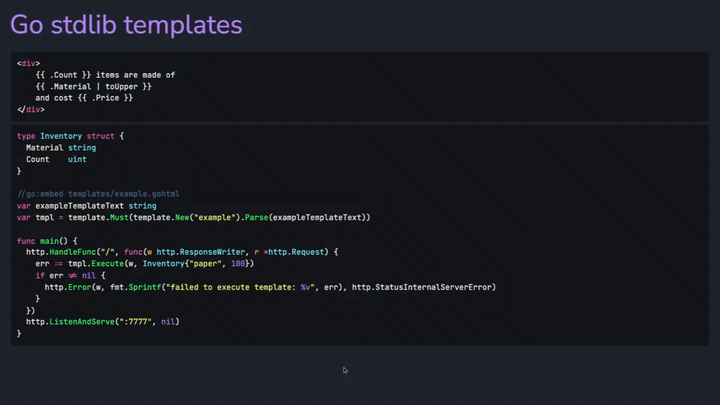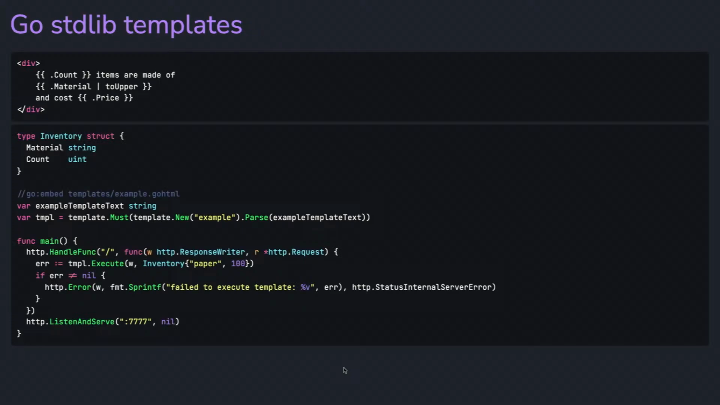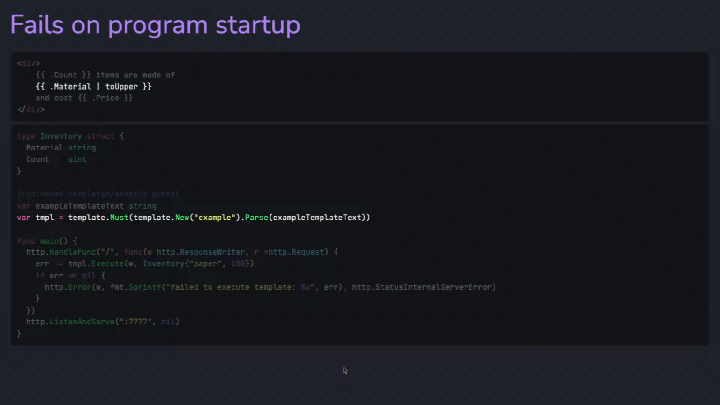So Go ships with a standard library, so the usual response is, why would you not just use the stuff that's built in? And the reason is that it fails in weird ways. If you're not familiar with the Go templating system, this one here fails when you start your program, because you can't call arbitrary functions in a Go template. You have to pass in a function map, so you'd have to pass toUpper into your function map in order to use it. So that's a significant source of friction.